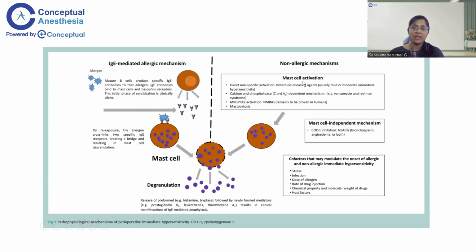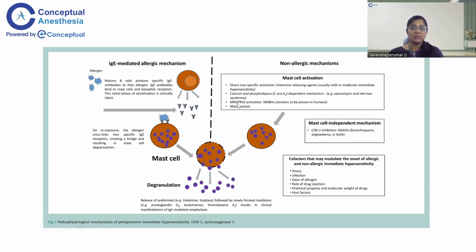So these mast cell activations can be either direct non-specific activation, as in histamine releasing agents, which is usually mild or moderate, and it is an immediate reaction. These types of reactions would happen with drugs such as mivacurium, atracurium, or propofol, and calcium and phospholipase dependent mechanisms, wherein it can lead to vancomycin related Redman syndrome.